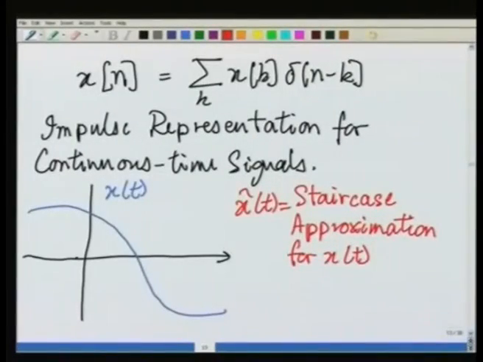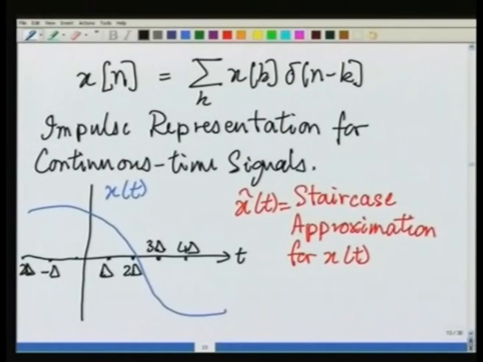So, in order to do this, let me first mark out on the time axis. This is the time axis. On the time axis, let me just mark out first the points delta, 2 delta, and so on. We will also have, of course, minus delta, minus 2 delta, and so on.